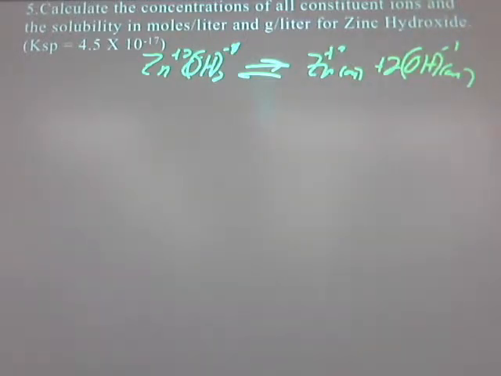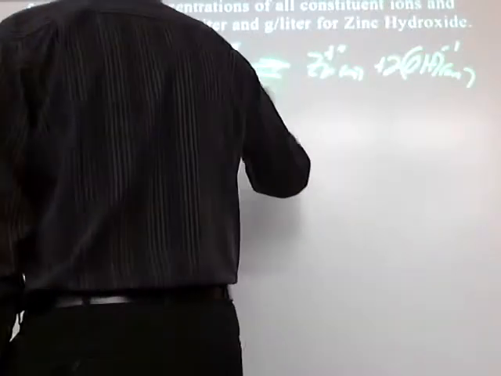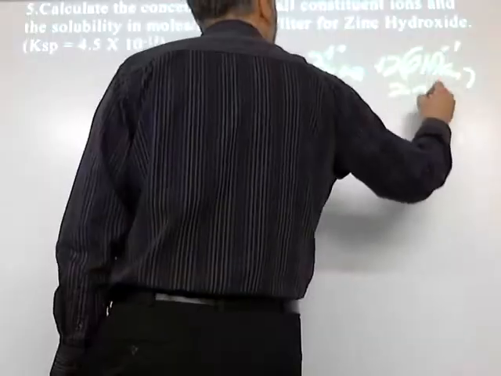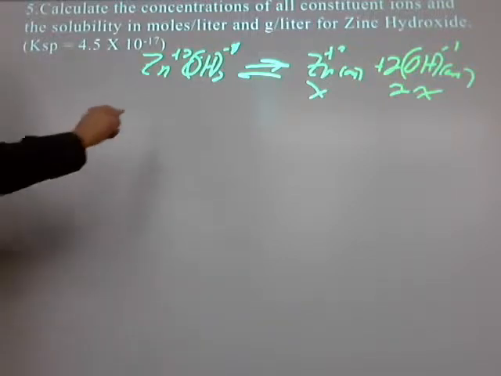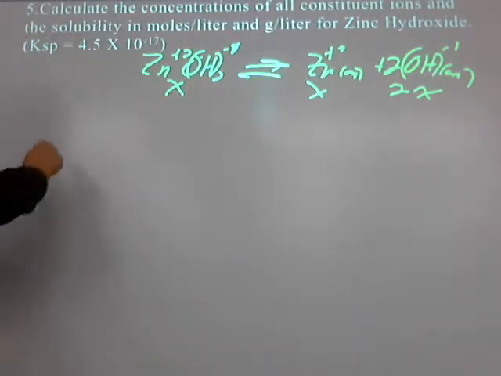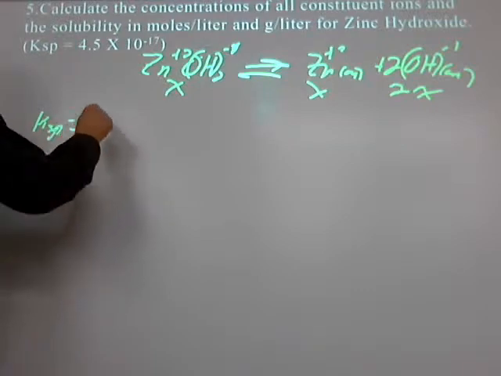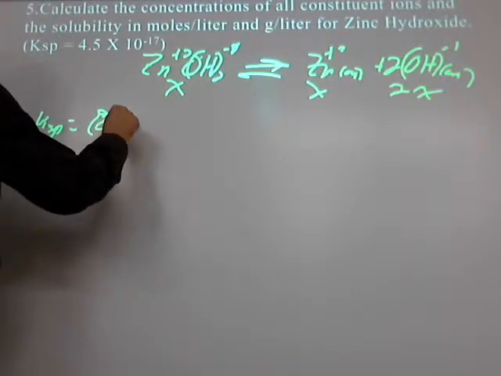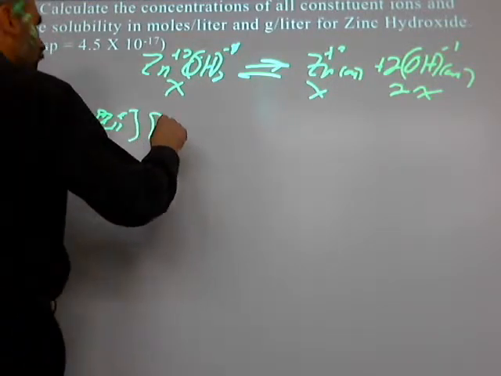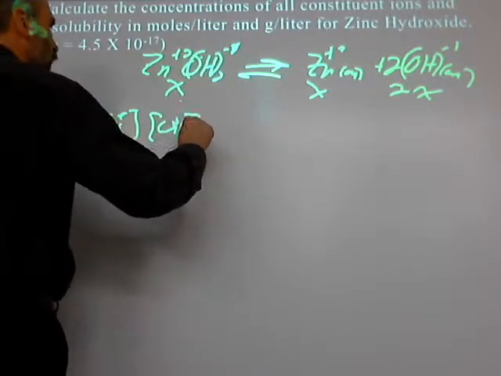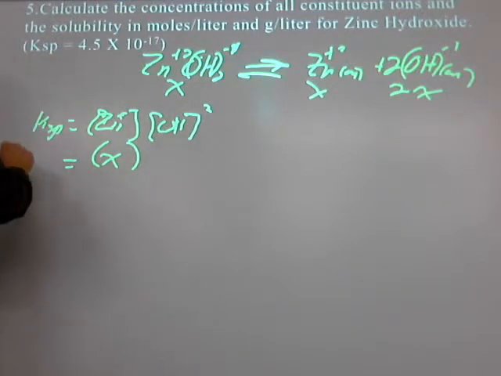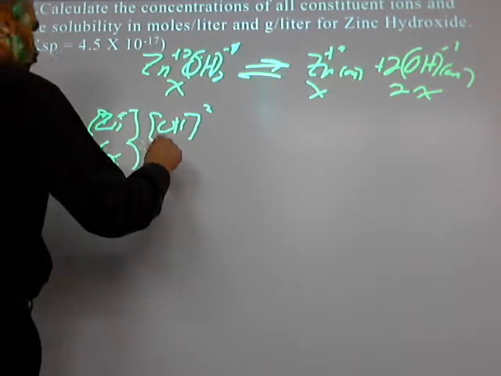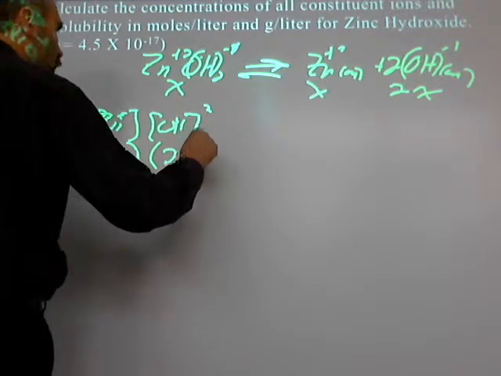You know Ksp. So you have basically X and 2X. That's what we care about. And this is X also. So Ksp equals zinc's concentration times hydroxide's concentration squared. So basically it's 4.5 times 10 to the negative 17th equals X times 2X, quantity squared.